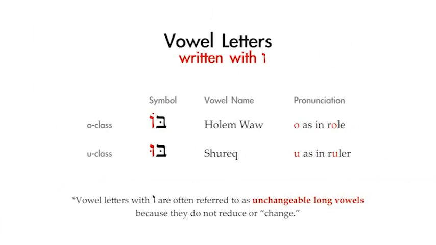We now turn to the study of vowel letters written with waw, and here we have the O class vowel and the U class vowel. Let's begin by pronouncing them with the consonant bet. Bo and bu.